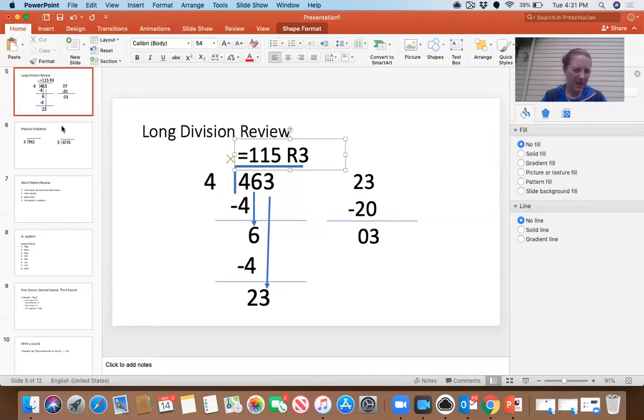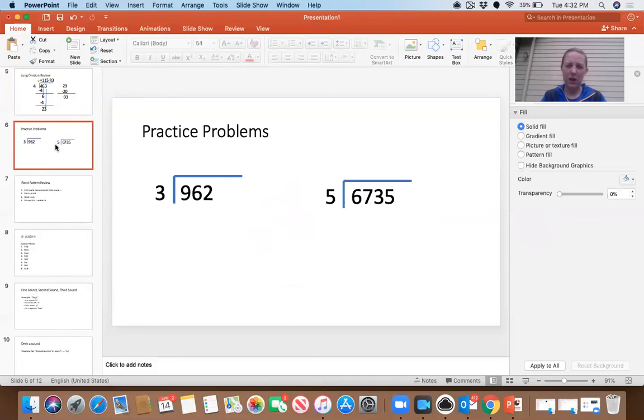So the next thing that I have for us, this is where in a second you'll pause the video. On your piece of paper, I want you to work out these two problems. So you have 962 divided by 3, and you have 6,735 divided by 5. So I want you to use the steps that we just reviewed and work out both of these problems using long division. They might have remainders, they might not.